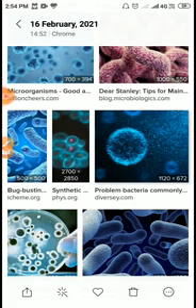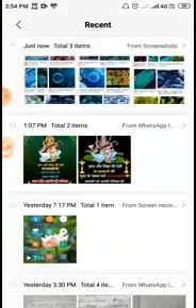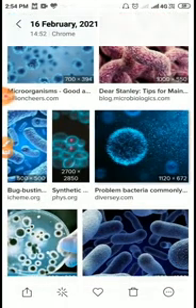My dear students, today's topic is microorganisms, whether they are foe or friend. You are looking at some images on your screen, and these are images of different types of microorganisms, especially bacteria. As you can see, bacteria are of several types.